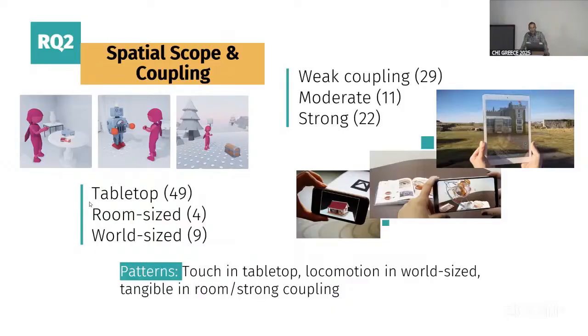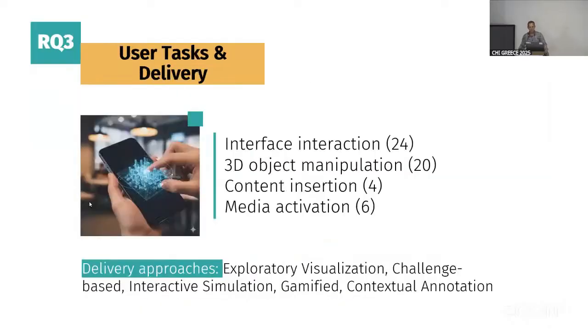So we found some clear patterns. Touch is more common in tabletop setups. Locomotion is found, as expected, in wall-sized outdoor apps. And tangible input often goes with strong coupling. Now, regarding variation across age, what do students actually do in those apps? We found 4 main types of tasks. First of all, interface interaction. So they interact with digital elements like menus or buttons to perform some tasks, like solve quizzes or control the content. And this was the most common.